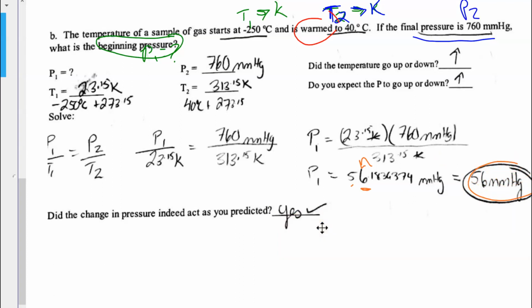Now we got to do our check. We predicted that temperature went up, therefore pressure should also go up. Pressure started at 56, went up to 760. Yes, it looks like everything went right. So we are all good.